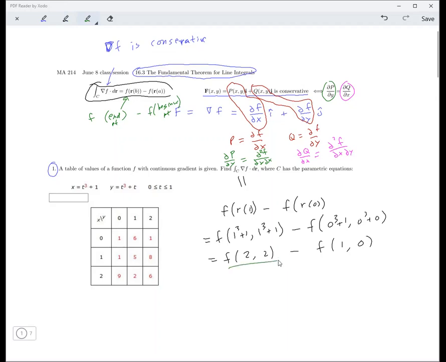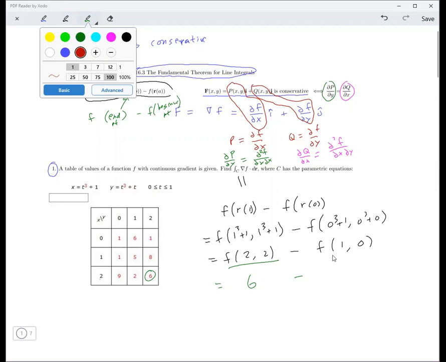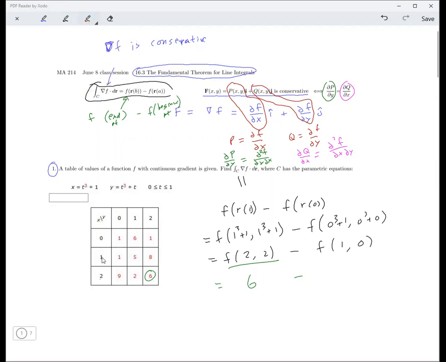And this value is right here. So there's 2 and 2. F of 2,2, that's 6. And when x is 1 and y is 0, that's this value here. So it's 6 minus 1, and so your answer for that one is going to be 5.